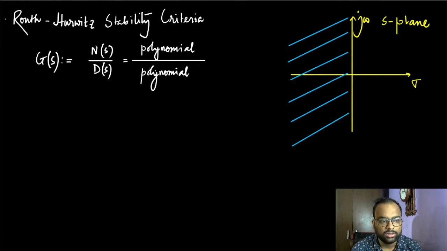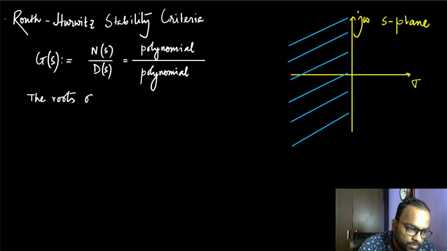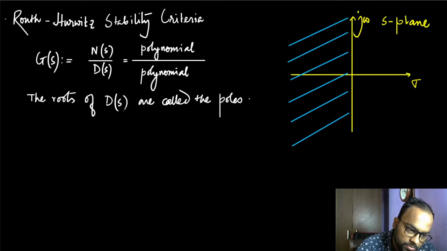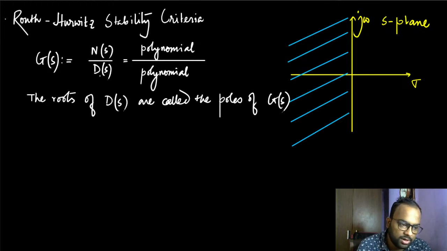And we said that, of course, the roots of the denominator polynomial are called the poles, and the roots of the numerator polynomial are called the zeros. So the solutions, the roots of D(s), are called the poles of G(s), because the roots of D(s) are those solutions where, if you put them in, the denominator becomes zero. These are called the roots of a polynomial essentially.